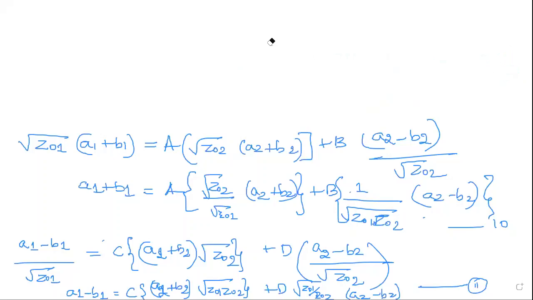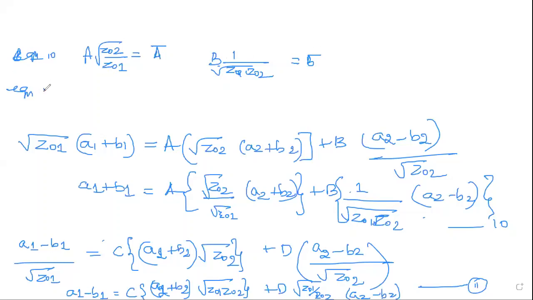So to make it simple, I'll consider the first equation. If we take equation 10, multiply this, you have a into square root of z naught 2 divided by z naught 1. So I'll use the normalization terms. For this, I'll take it as a bar. Similarly, the second term b, 1 divided by square root of z naught 1 into z naught 2. This I'll take as b bar.